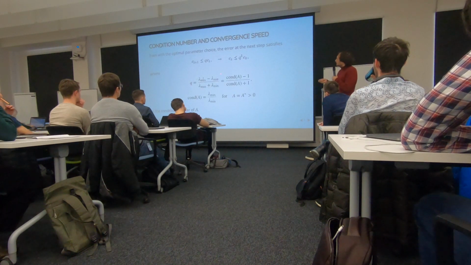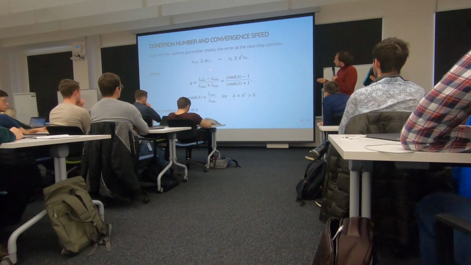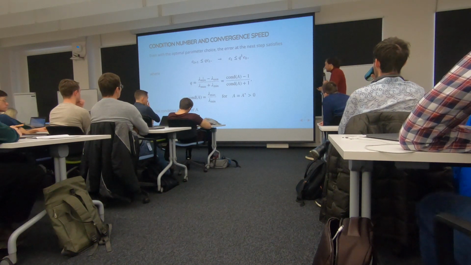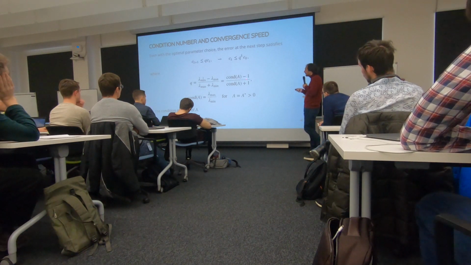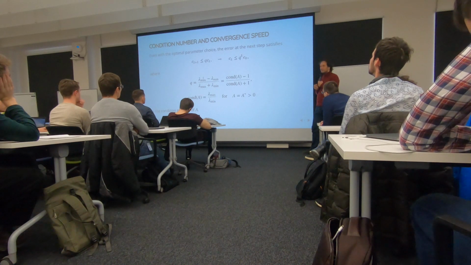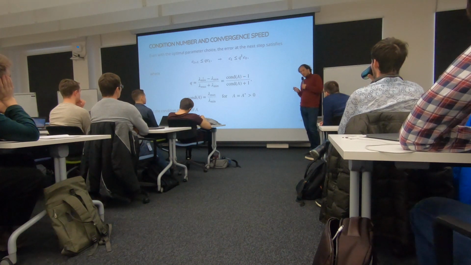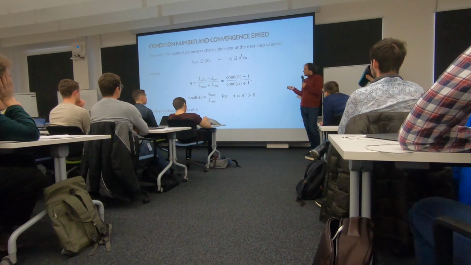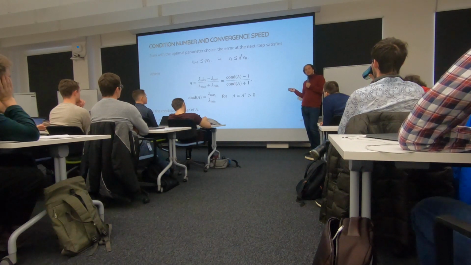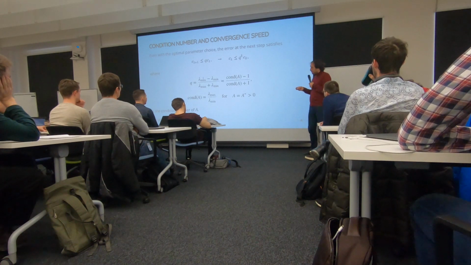So if you put this, and this is a very instructive formula, this is how the norm of this iteration matrix behaves. The norm of this iteration matrix is exactly the condition number of the matrix A minus 1 divided by the condition number of matrix A plus 1. This is strictly less than 1, but if the condition number is large, even if it's 100, this number will be very close to 1, and the convergence will be extremely slow. So this is another manifestation of the condition number.